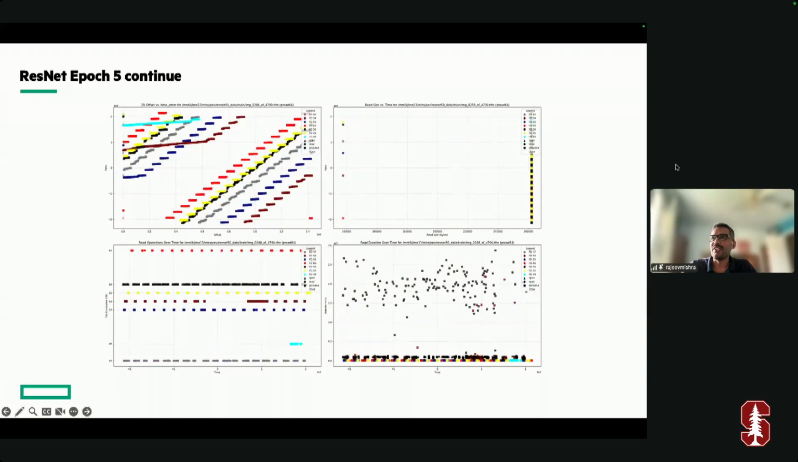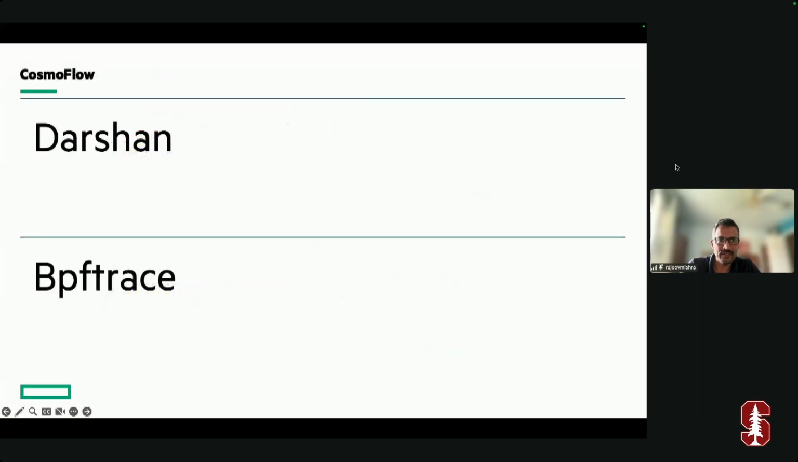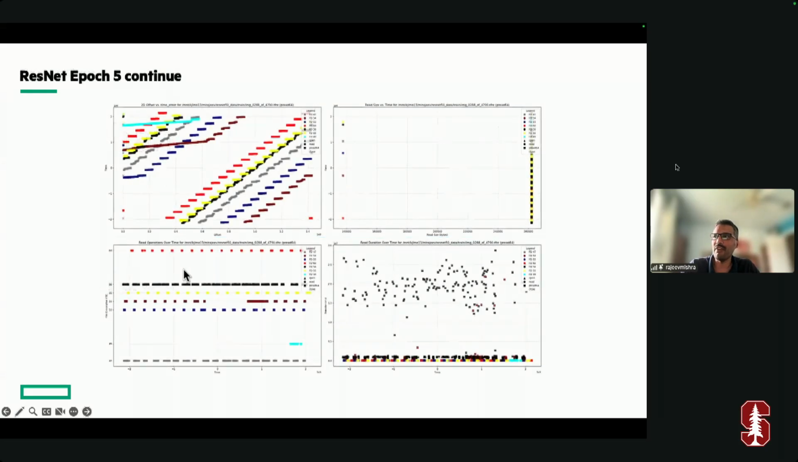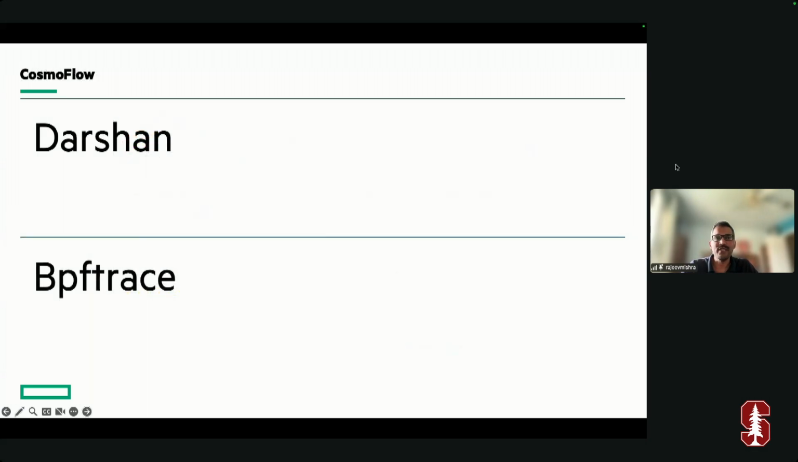Okay, now we will go to, one minute, I just skipped. So this is another file which shows the same IO profile. Now I will go to the second one.